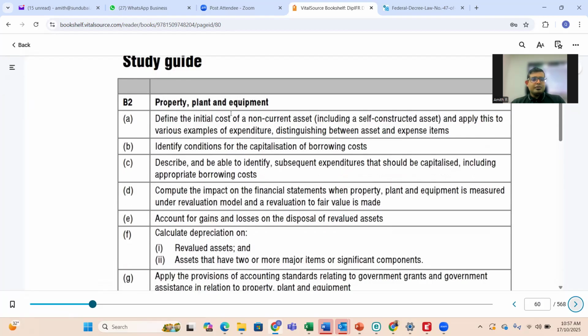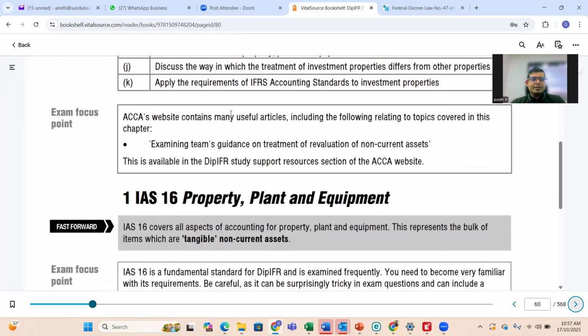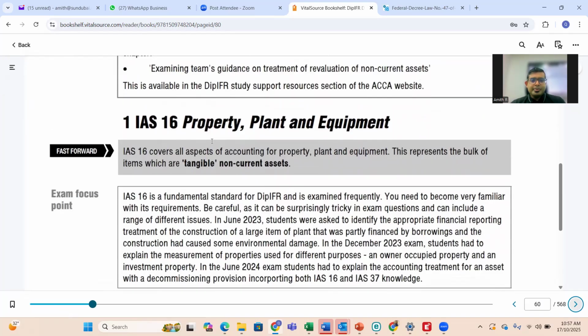So this is what we will be studying. We'll go one by one, but let's jump into PPE. PPE is relatively an easier standard compared to IFRS 15, because IFRS 15 is a little complex. IAS 16 is reasonably simpler, and it is very much tested in the exam as well. Why do they test it? It's easy, but they would give a lot of information, a lot of situations in just one scenario, so that it becomes a little tricky.